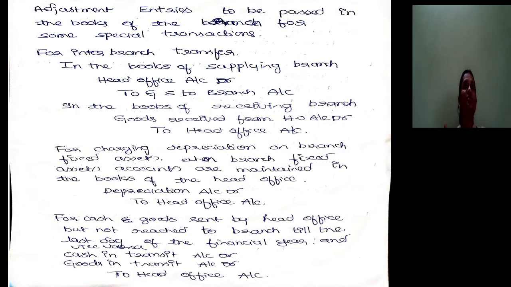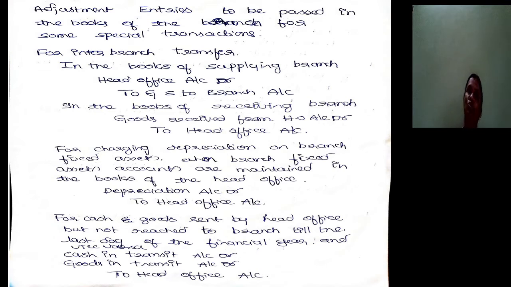So inter-branch transfer will be treated as goods received from head office in the books of receiving branch, goods returned to head office or supplied to head office in the books of supplying branch. So the journal entry is head office account debtor to goods sent to branch account in the books of supplying branch. Goods received from head office account debtor to head office account in the books of receiving branch. So this is all about inter-branch transfer. So for charging depreciation on branch assets for which accounts are maintained at head office, in the books of branch, depreciation account debtor to head office account.